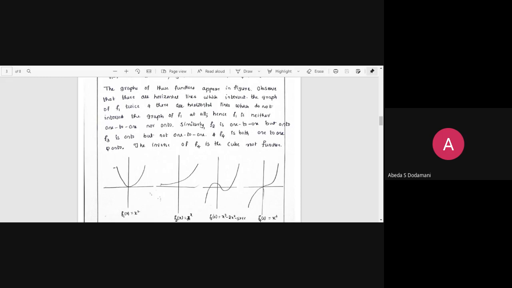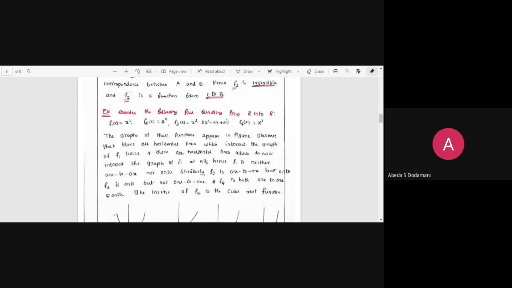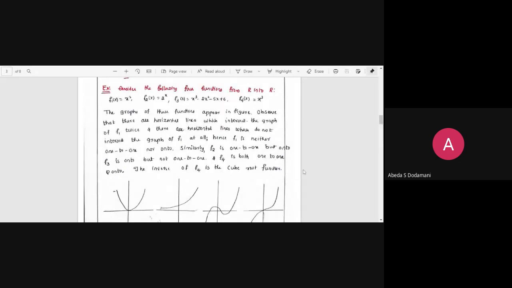So yesterday I told you all to see this graphical interpretation of a given function. Here the given functions are f1 equal to x square, f2 given as 2 to the power x, f3 is a polynomial, and f4 is equal to x cube. When you draw the graph of f1, f2, f3, they look like this. I have drawn the graph here. This is for F1, this is for F2, this is for F3, and this is for F4.